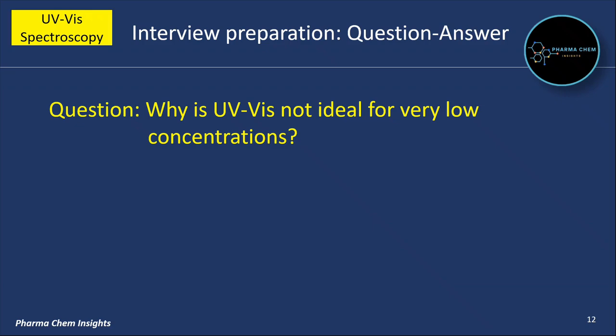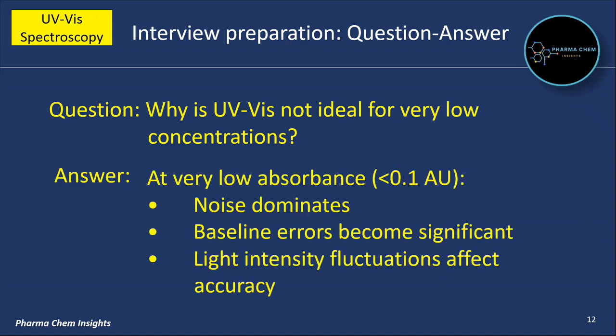Next question, why is UV visible not ideal for very low concentration? UV visible is not ideal for very low concentrations because at very low absorbance, that is less than 0.1 absorption unit, noise dominates, baseline errors become significant, light intensity fluctuations affect accuracy.